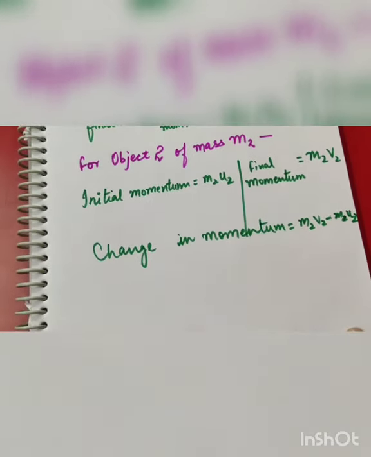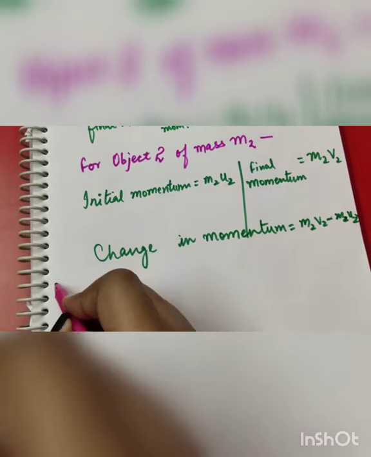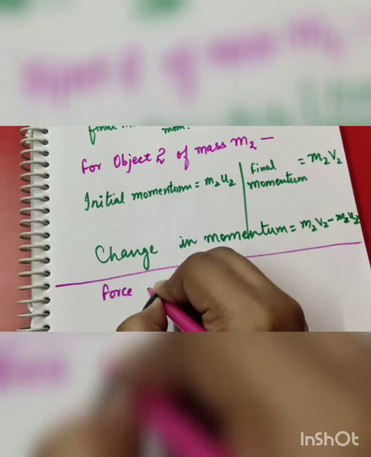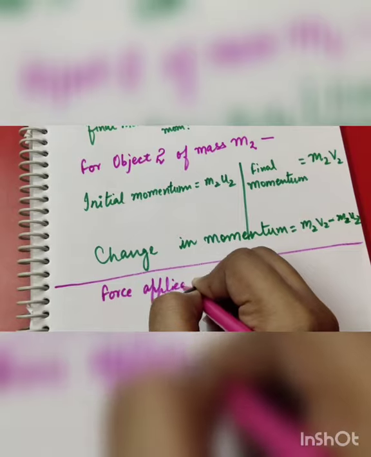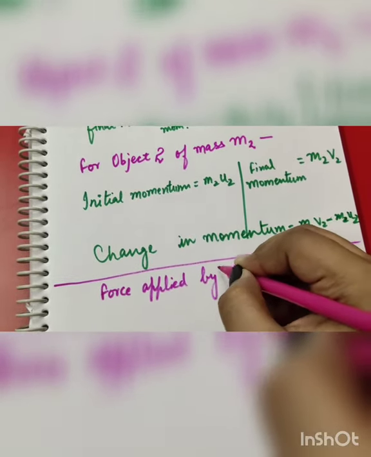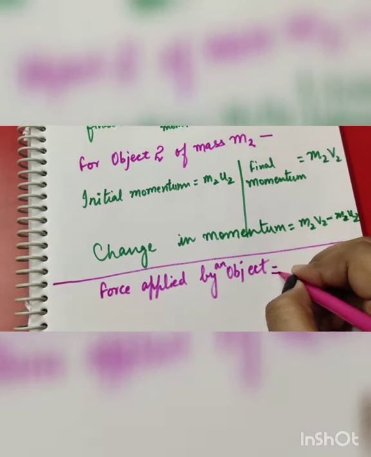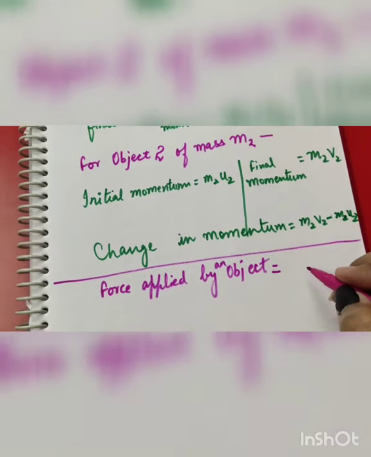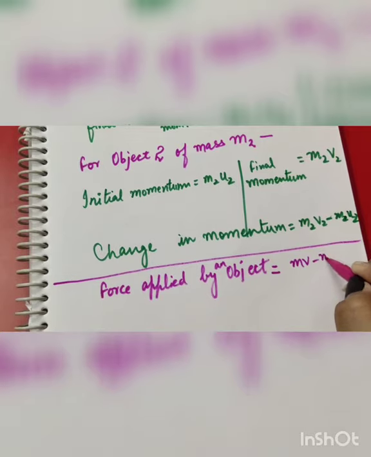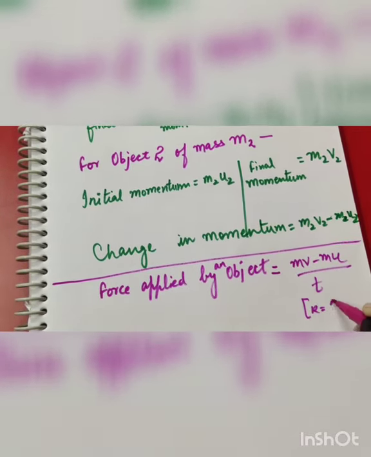So this is how we will calculate the change in momentum for an object. Now after that, force applied by an object. From the second law we know that force applied by an object is equal to the rate of change of momentum, that is mv minus mu by t, where the value of k is 1.